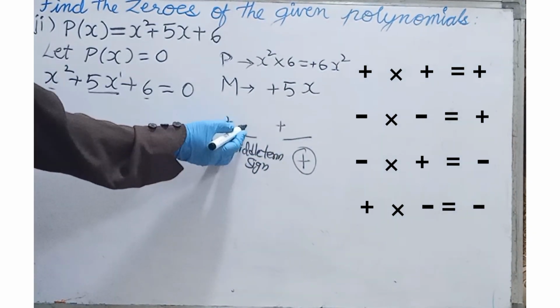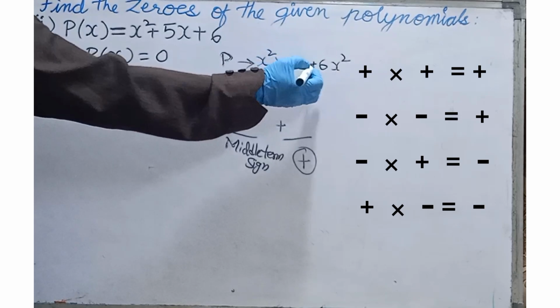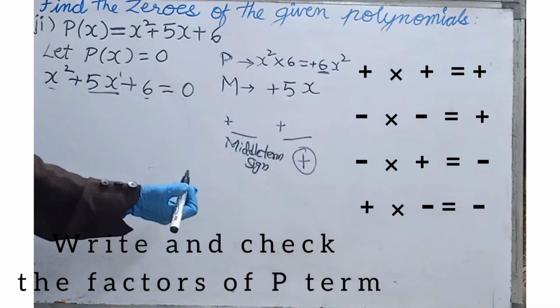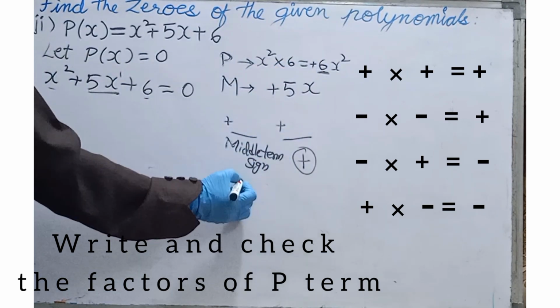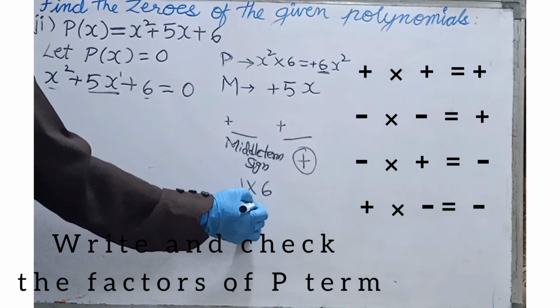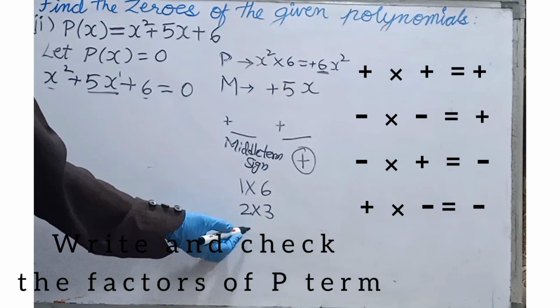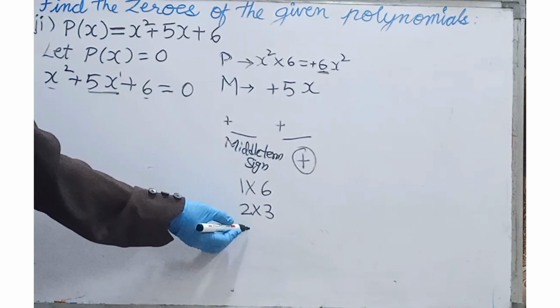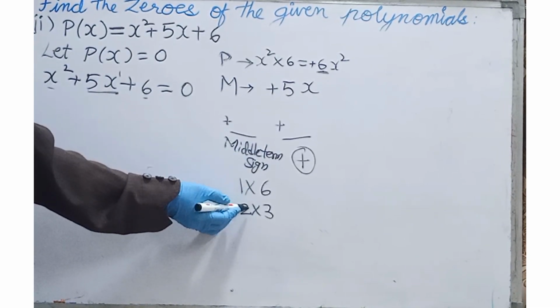Now here, what terms will we get? We should write the product, the factors of 6. Okay, all the factors of 6. That is, 1 6s are 6, 2 3s are 6. The next factor will be 3 2s are 6. We already wrote that, so there is no need of checking others. Okay, now you stop here.